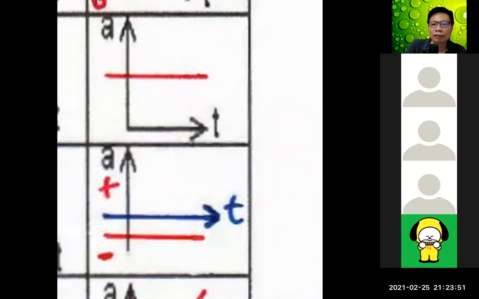First one is uniform acceleration. Yes. The second one here. Second one is what? First one correct already. Uniform acceleration. Second one, uniform deceleration. Yes, correct.